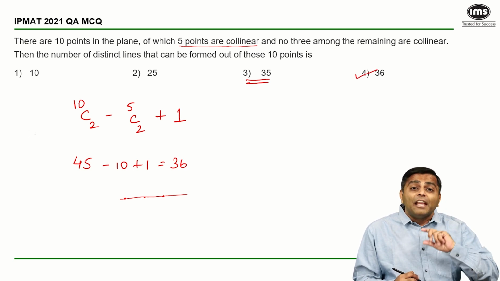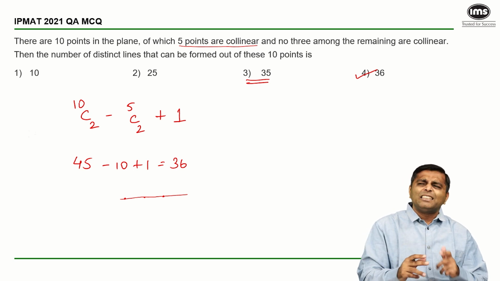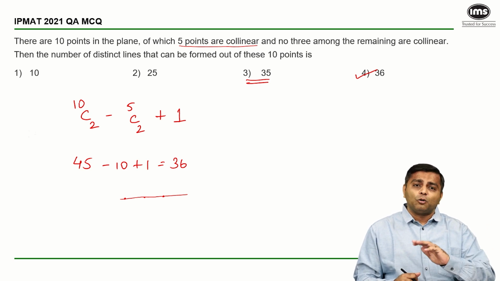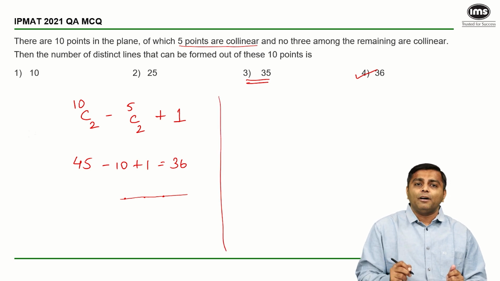Now, a good variation to this question is, had the question not asked us lines, but let's say triangles. Okay, so there are 10 points out of which 5 are collinear. How many triangles can be made? We can extend the same funda.